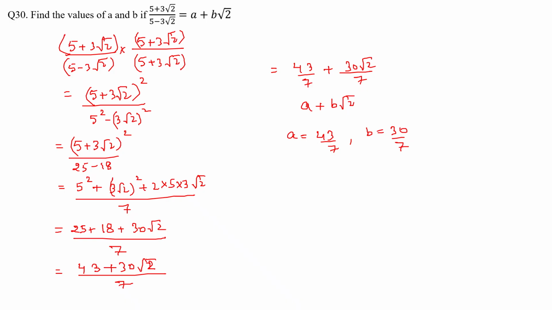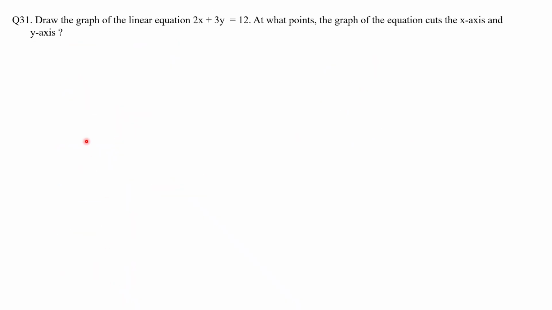Now moving to the last question, which is question number 31. Draw the graph of the linear equation 2x plus 3y equal to 12, and we have to show at what point the graph of the equation cuts the x-axis and y-axis. First of all, we have to get at least two coordinates, then only we can plot the graph of the equation. So 2x plus 3y equal to 12, I can write it as 3y equal to 12 minus 2x, and then the value of y will be (12 minus 2x) by 3.